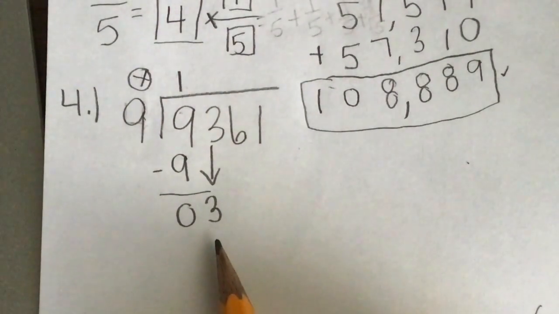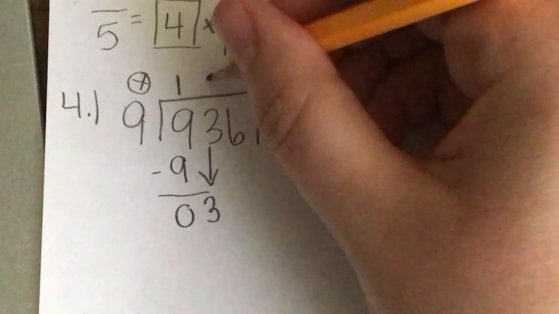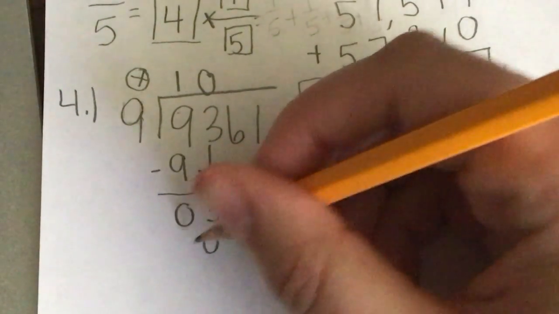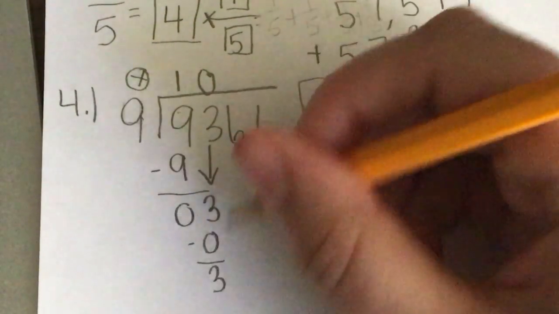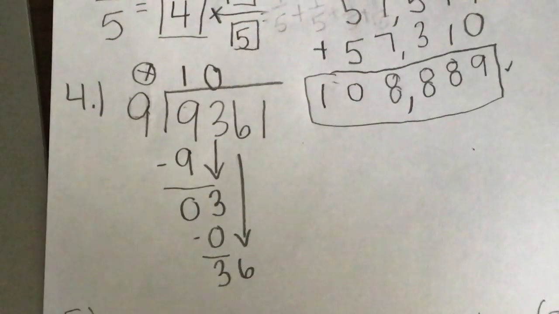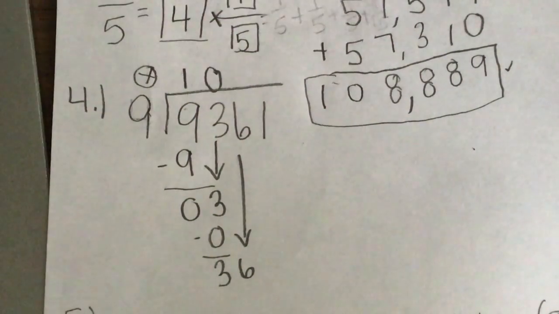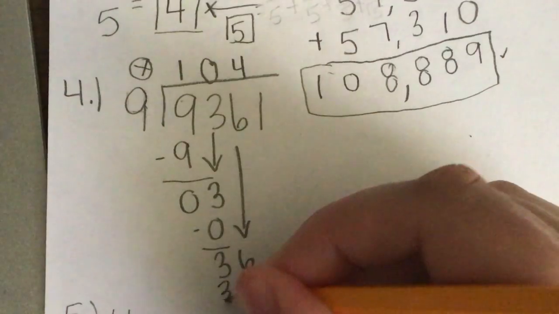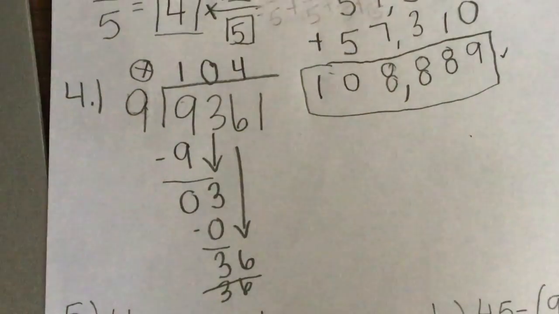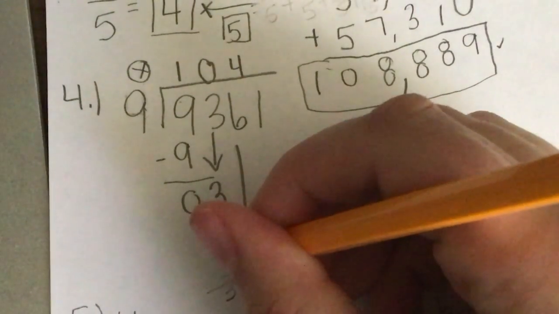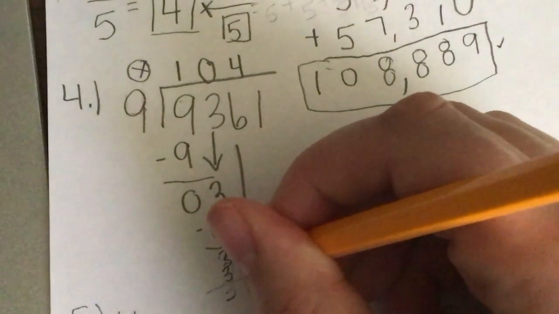9 going into 3. 0 times 9 equals 0. Bring it on down and bring it on back. 9 can go into 36 4 times, 4 times 9 equals 36. Oh, I'm running out of space. When you do your math for today, make sure you leave enough space, people.